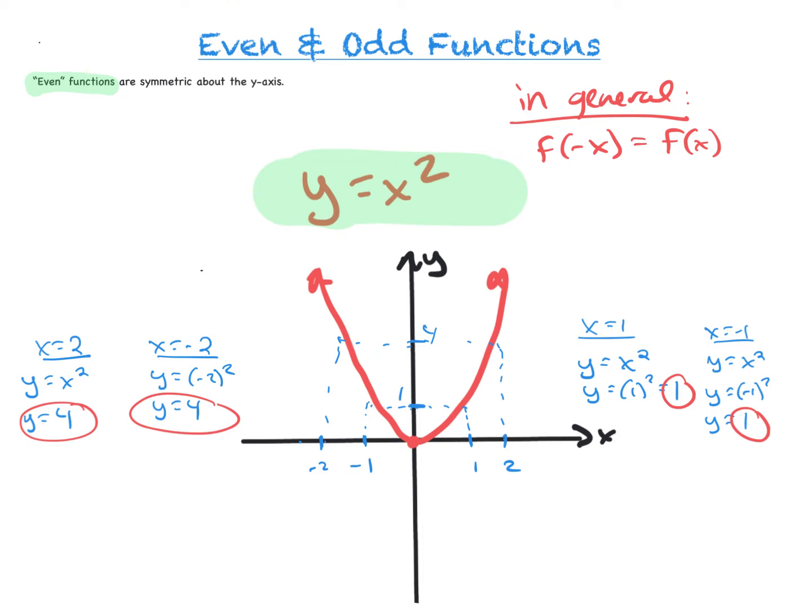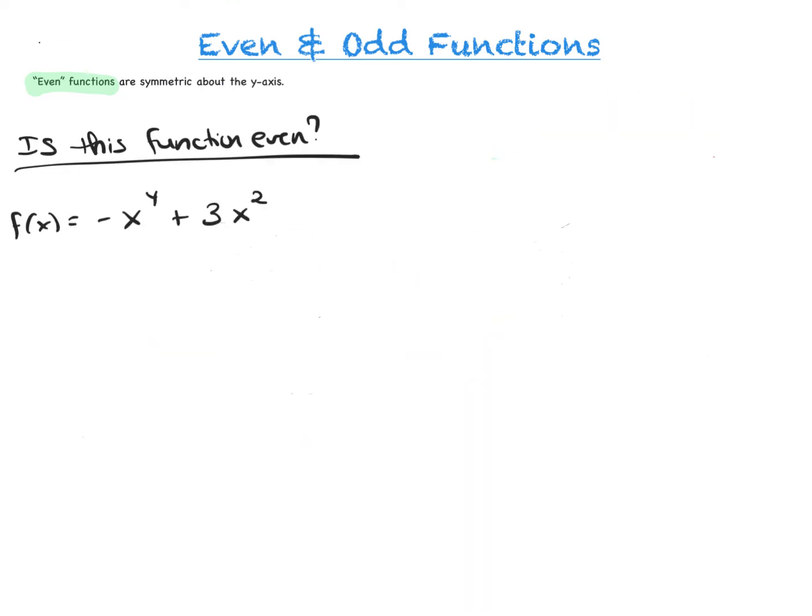So let's try a different example that's a little bit more complicated than just y equals x squared. Let's look at the function f of x equals negative x to the 4th plus 3x squared and ask ourselves if this function is even or not. In order to do that, we test it by plugging in negative x. Everywhere we see an x, we'll plug in a negative x. So negative quantity negative x to the 4th, plus, instead of 3x squared, we'll do 3 times negative x squared, and simplify.